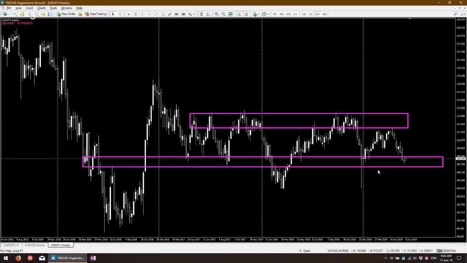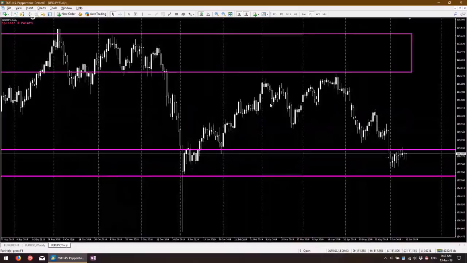And then now, if we go to the daily, we can see, okay, while we have these zones here, we could go into a lower zone. So we have here one touch, touch, touch, touch.